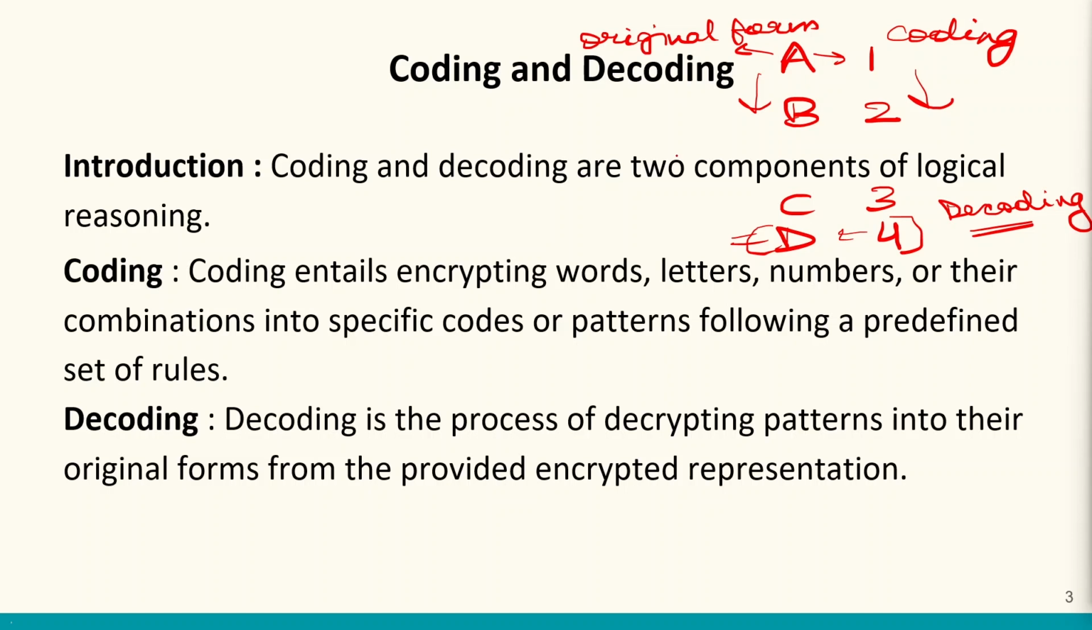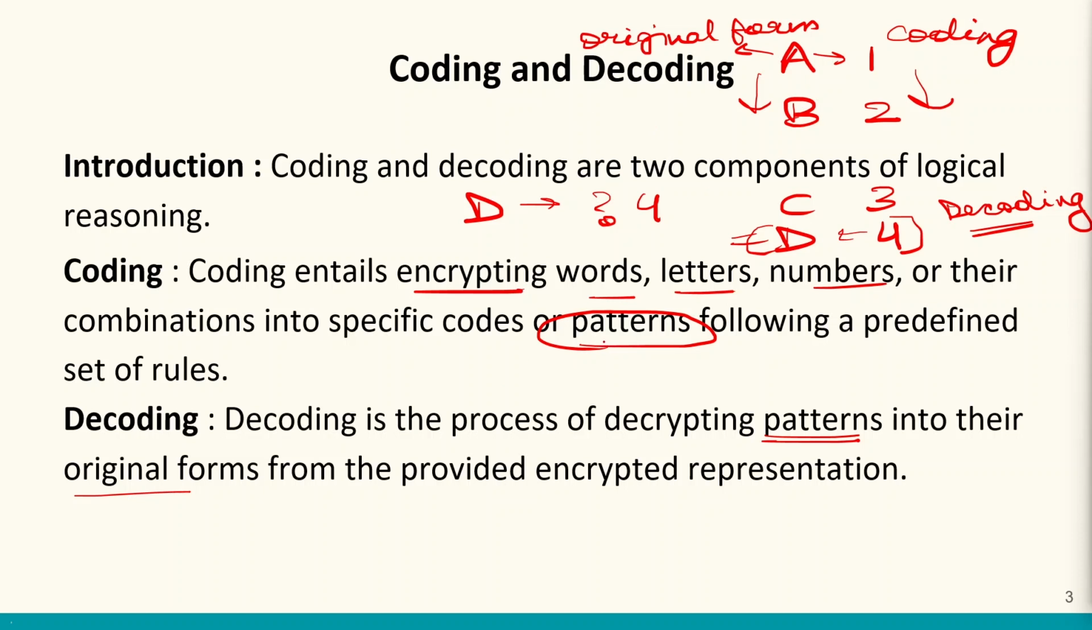So this is the meaning of coding and decoding. Coding means that we are encrypting, it could be words, letters and numbers, anything, and we are following a specific pattern to do so. Decoding means we are identifying that pattern and coming back to the original form. Or if I had to code D further, I would have to understand the previous logic and code D as 4. This concept is called coding and decoding.